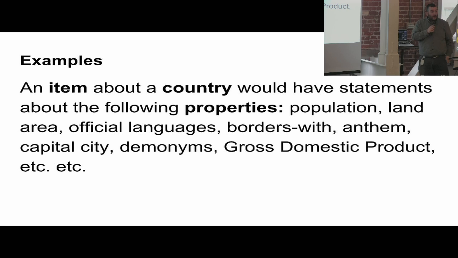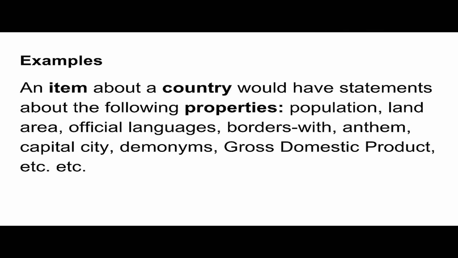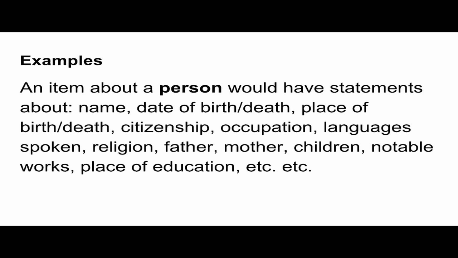So if the item is about a country, it would have statements about properties like population, land area, official languages, borders with, anthem, capital city, etc. If I'm describing a person, I have a whole, mostly different set of properties that are relevant, right? Date of birth, place of birth, citizenship, occupation, father, mother, religion, notable works.